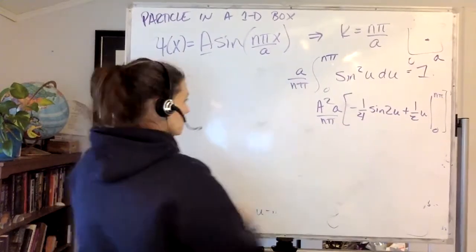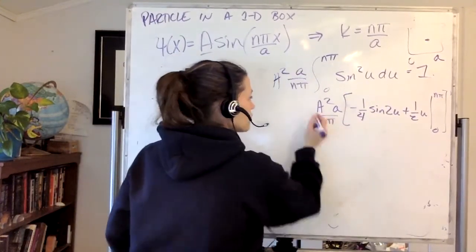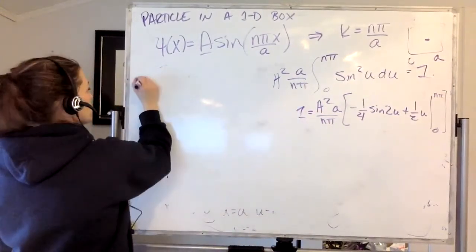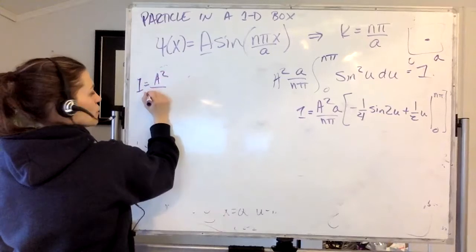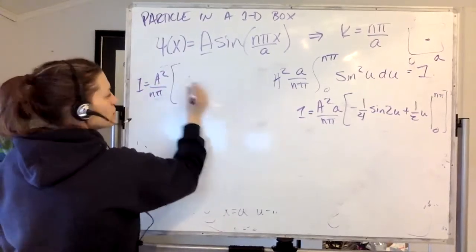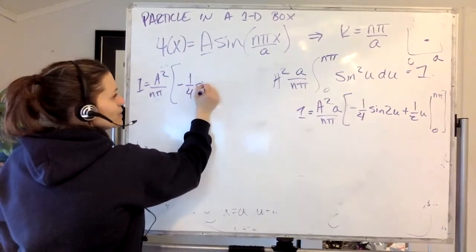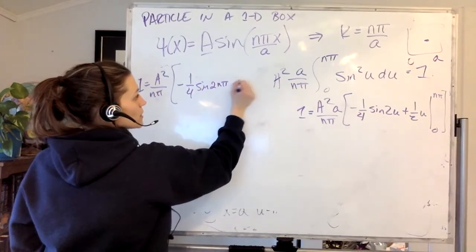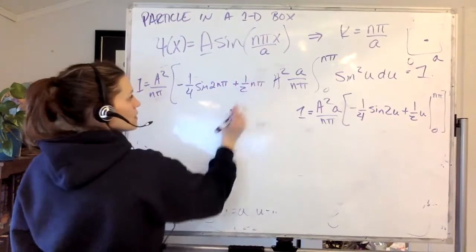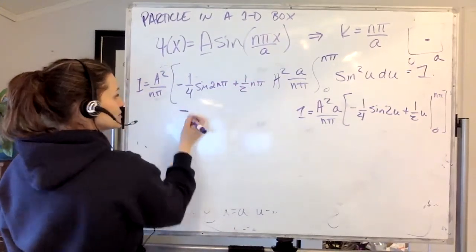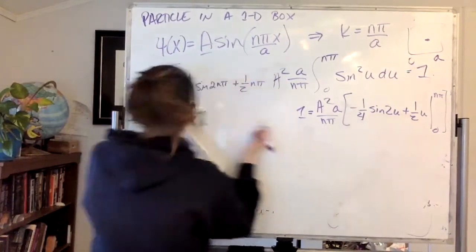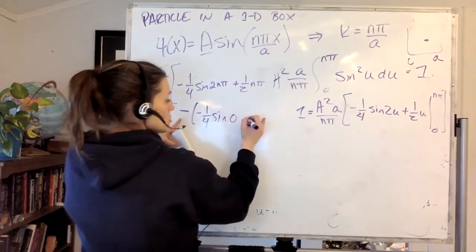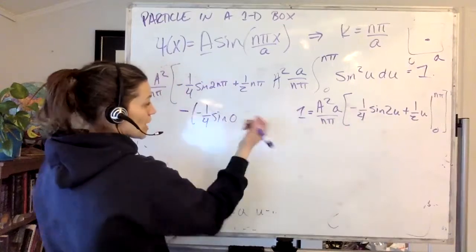A squared, and all of that equals 1. Okay. So I've got 1 equals A squared over n pi quantity minus 1/4 sine 2 times n pi plus 1/2 n pi, minus, so this is the minus part, minus 1/4 sine 0, well, plus 1/2 times 0.